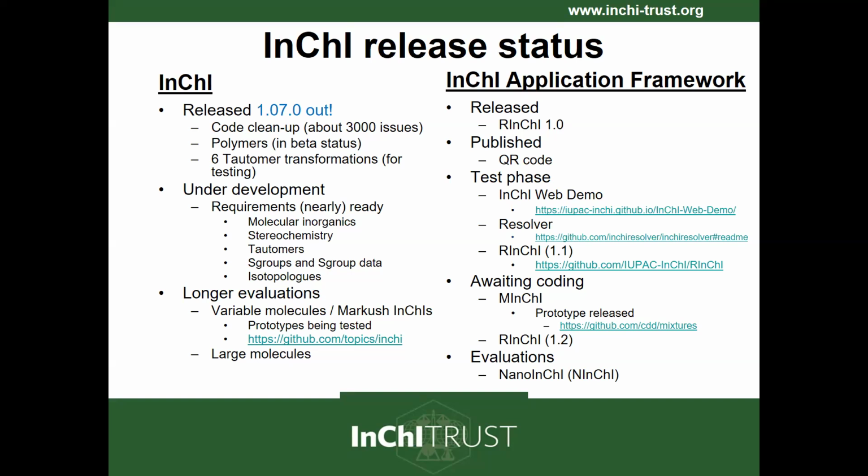Stereochemistry, Andre is over here saying a few things about it. Tautomers, as said, we've got those 6 examples. S groups and S group data are part of the polymer story. We need a little bit more of that implementation, partly internally as well, for example for the isotopologues, because they rely on S group data like some other reaction InChI stuff as well. And of course, we have the Markush InChIs, represented by Jonathan, who is still on the train ride, and the large molecule work represented by Evan, who is online.